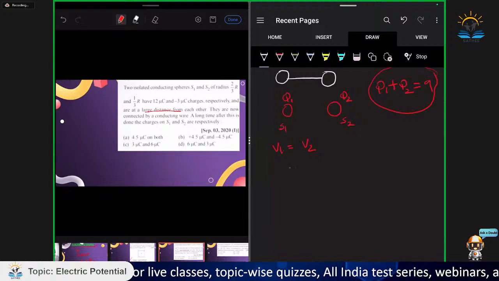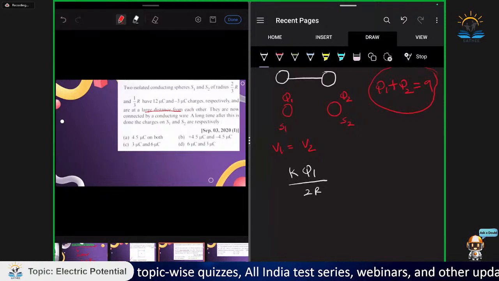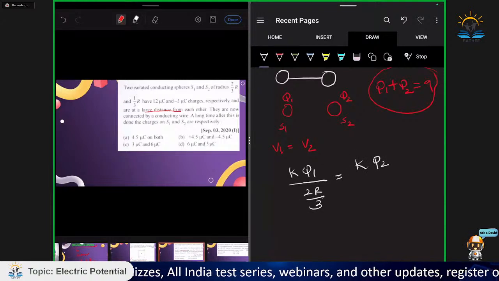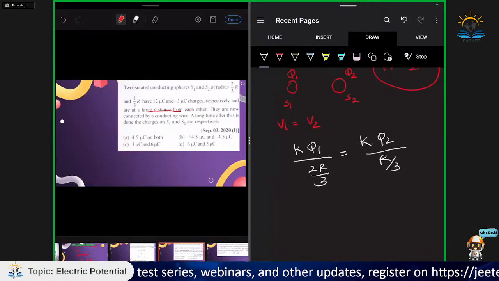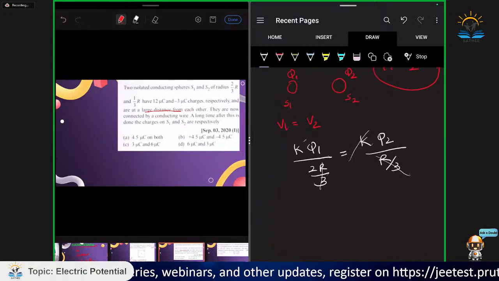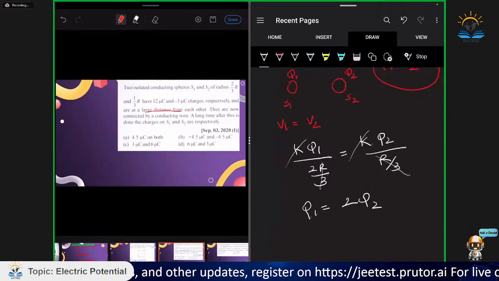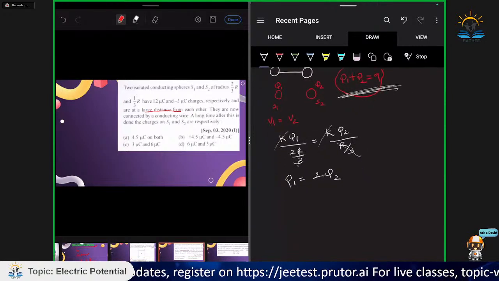So the potential of the first sphere will be KQ1 by 2r by 3, equal to KQ2 by r by 3. Easy. R by 3 we can cut, K we can cut. So Q1 is equal to 2Q2. We have another equation by conservation of charges: Q1 plus Q2 is equal to 9.